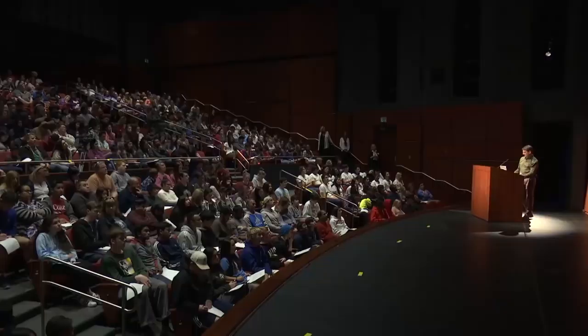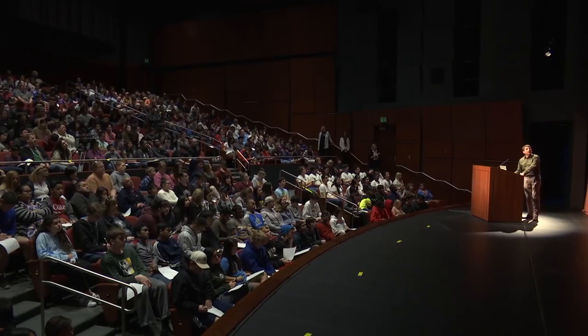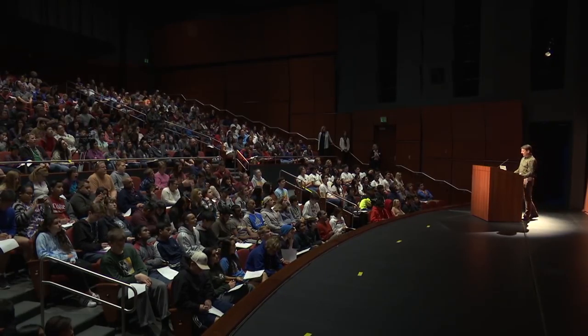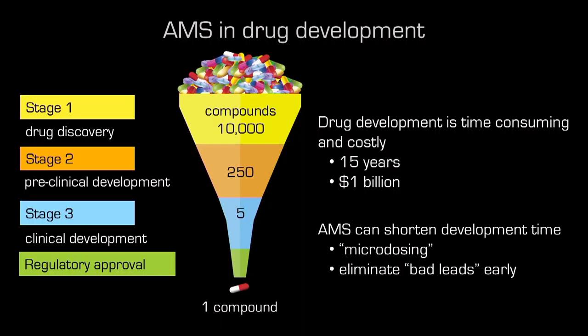So the next thing I want to talk to you about is how AMS is used in drug development. Now, drug development is a very time-consuming and costly process. It's estimated it takes about 15 years and $1 billion to get one drug to market. That's a lot of money, and that's a lot of time. And that's why our drugs are so expensive, because the pharmaceutical companies need to recoup all this money that they put into getting these drugs developed.